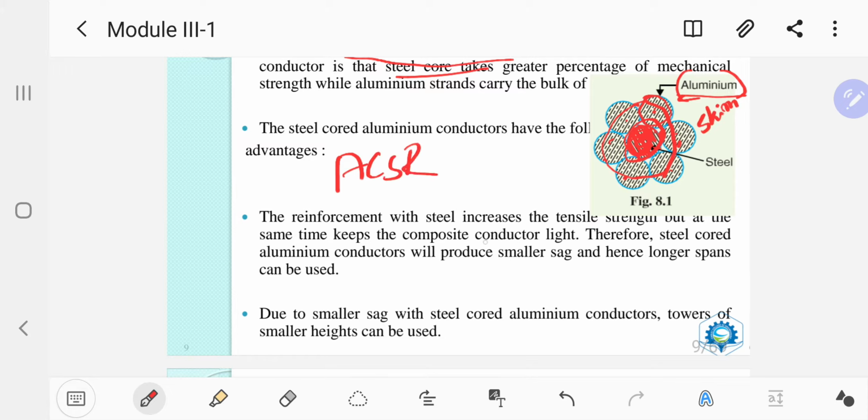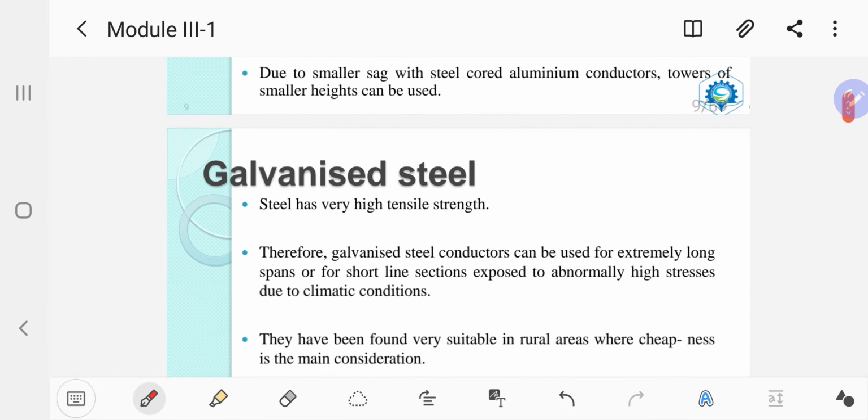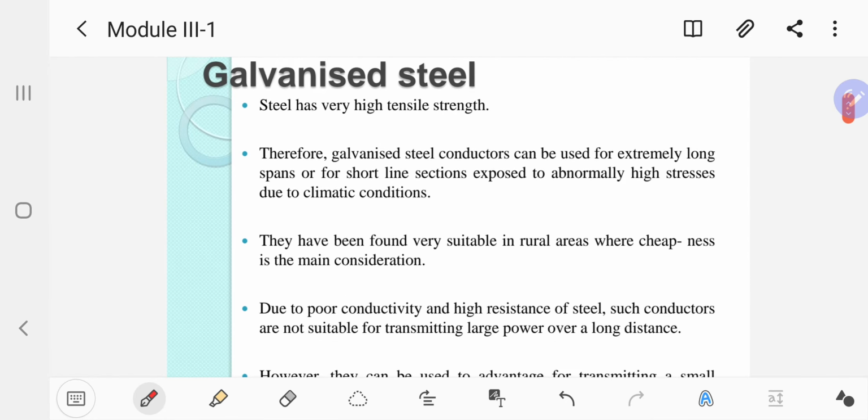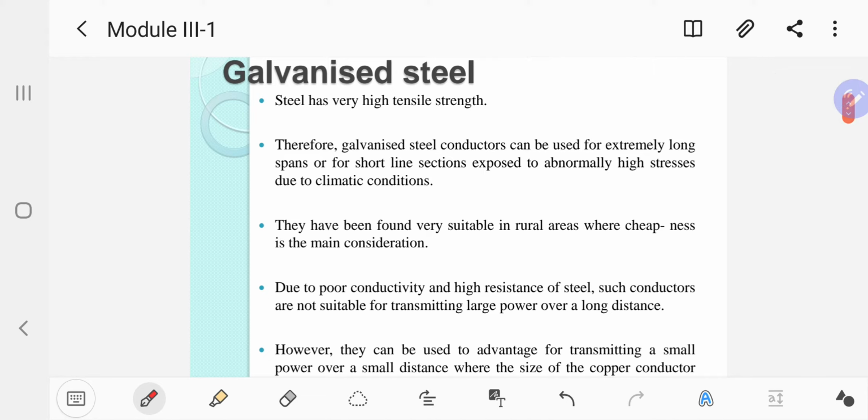Reinforcement with the steel increases the tensile strength, but at the same time it keeps the composite conductor light. Why? Because aluminum is light in weight. Therefore, steel cored aluminum conductors produce smaller sag because of the steel, and longer spans can be used because the cost is less. Due to the smaller sag, towers of smaller heights can also be used. ACSR conductors are the most commonly used type. Still, we will go through 2 more types which are used as conductors.